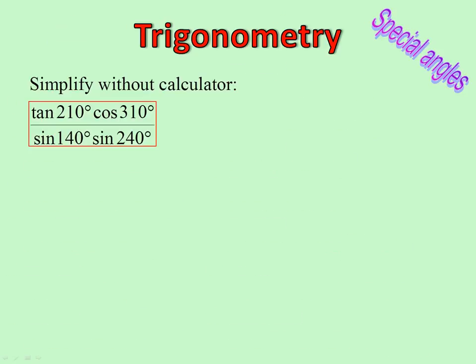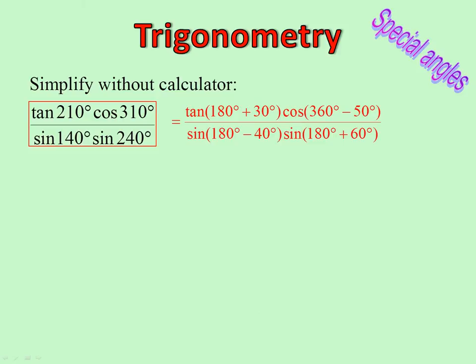Right, simplify again without a calculator. Oh, this looks the same as before. Oh, hang on. 30, 60, 50 and 40 are not special angles. So I have a problem here, or do I? Why are these both in blue? Do you notice cosine, sine? 50 plus 40 gives you 90. These are exactly the same values.